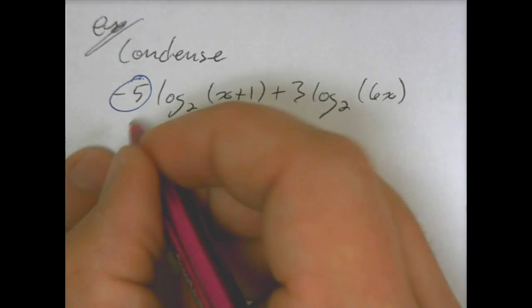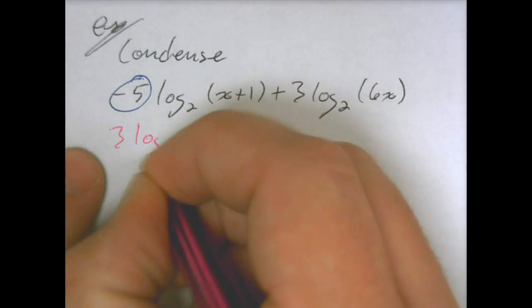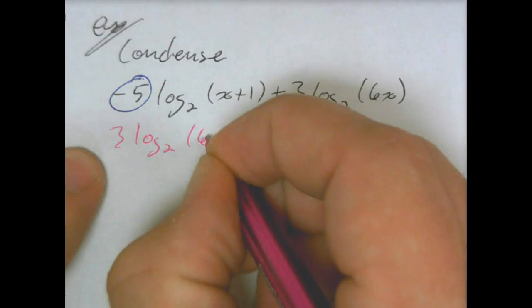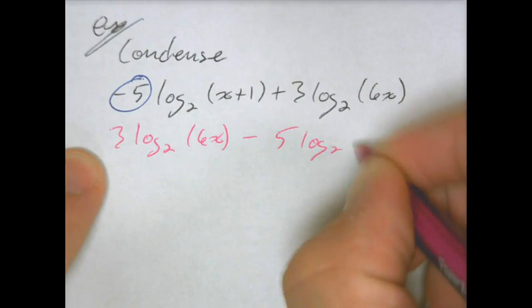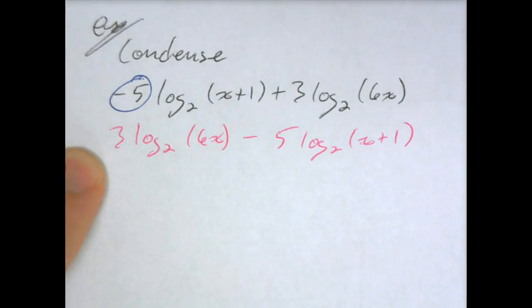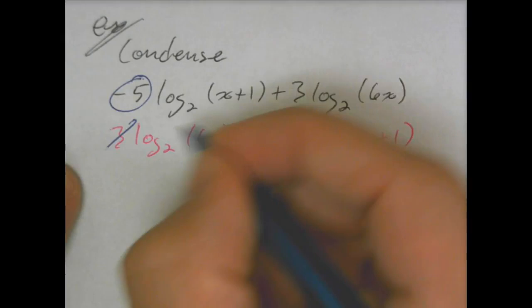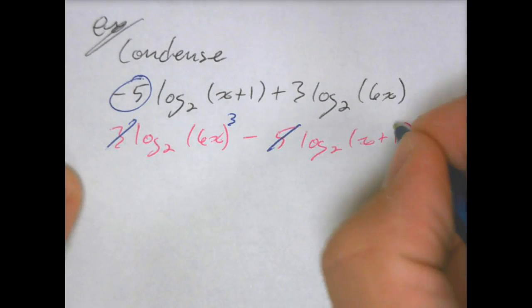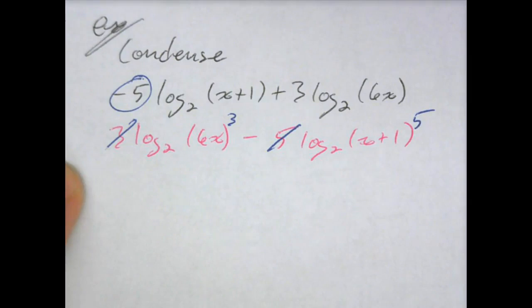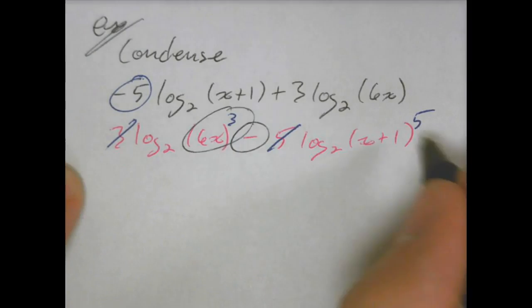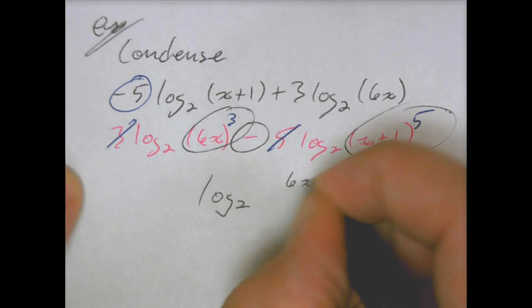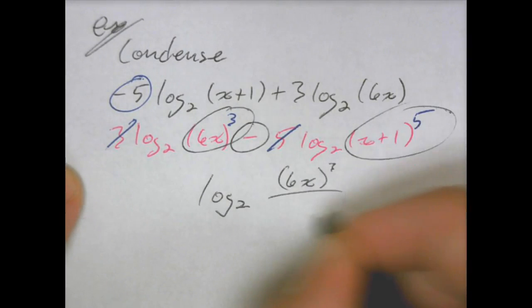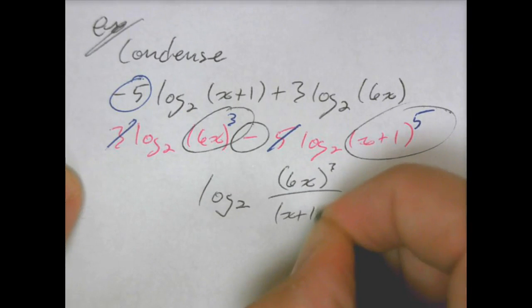So if I rewrite this, I say this is 3 log base 2 of 6x minus 5 log base 2 of x plus 1. Then by my power rule, I can rewrite this as cubed and rewrite this as to the 5th power. If I have subtraction, then I know I'm going to be dividing. It is the first thing divided by the second thing, so this is log base 2 of (6x) cubed over (x plus 1) to the 5th.